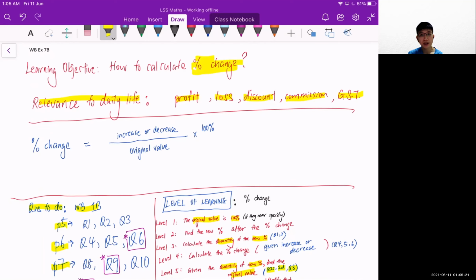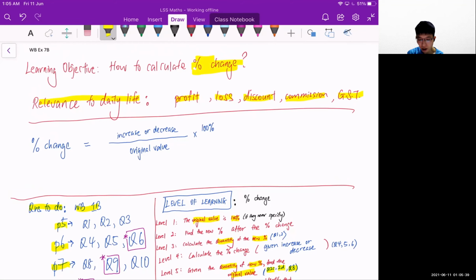Okay, so what's the relevance to daily life? You can use it to calculate profits for a business, loss of a business, calculate discounts for maybe Great Singapore Sales, commission when you sell something, and for example, your GST as well, that you have been seeing every day.